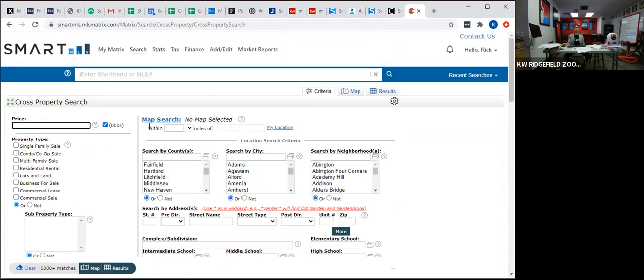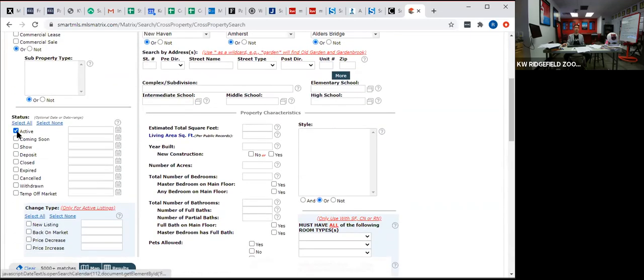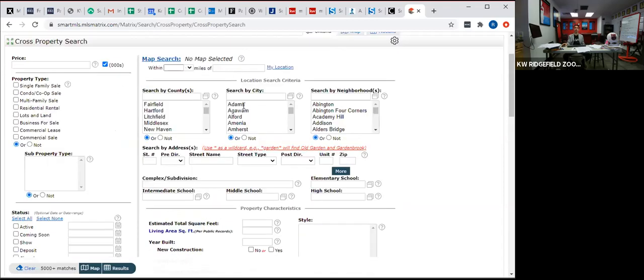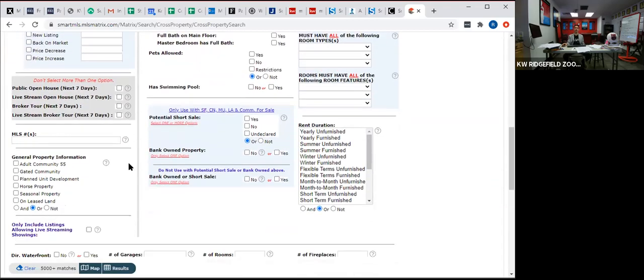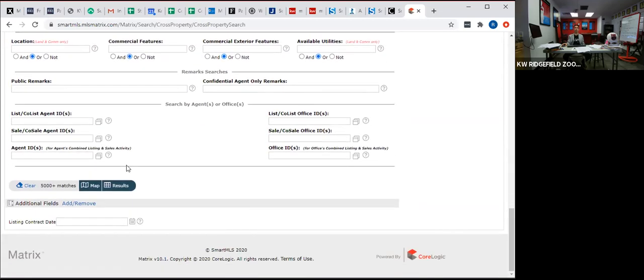In the cross-property search, you don't want anything checked here. Nothing, including active, because when you go in, active is almost always automatically checked. It's a default. So you want to uncheck everything. All this stuff is blank. The only thing you want to do is come down here, and in the list agent box field, you want to put your code in. So I'll just use a dummy code.